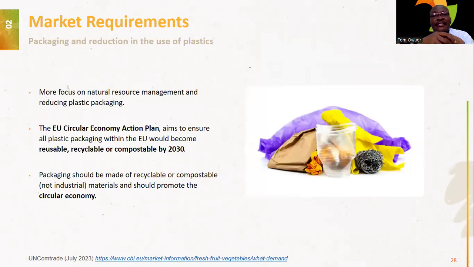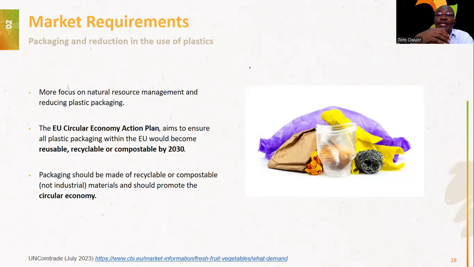Now, packaging is important here, and packaging is a critical element, because without packaging, the goods that we supply to the market will actually not be able to get into the market in good condition. But again, there is what is called the circular economy. What kind of packaging material are we talking about? If you're talking about plastic, is it plastic that is reusable? Is it plastic that is recyclable? We are talking about sustainable packaging.